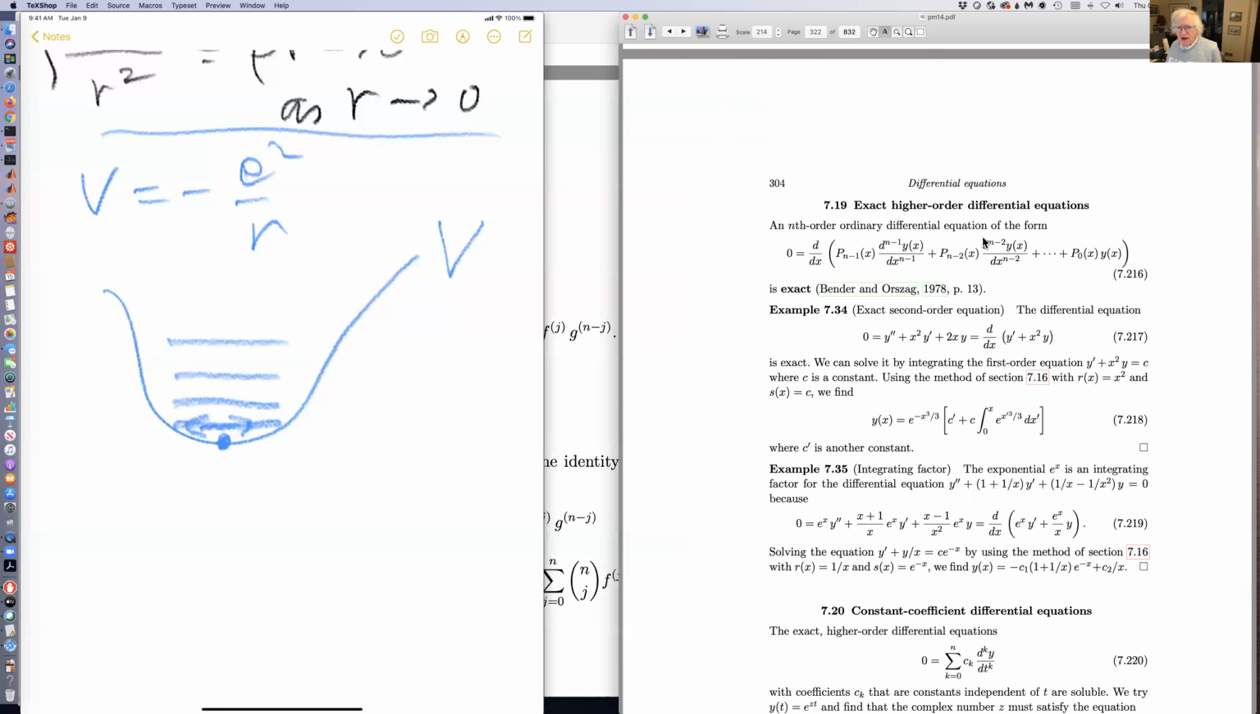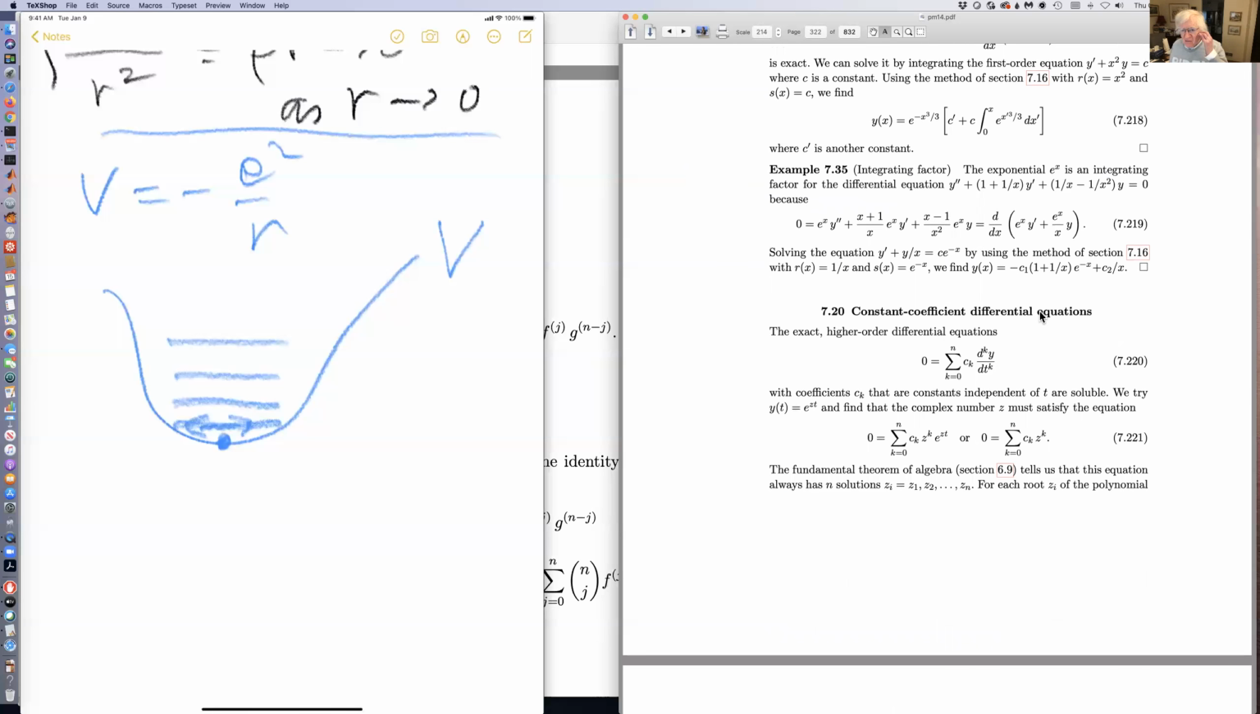Okay, exact higher order differentialization. Well, obviously, if you have an equation of this form, which is a total derivative, you can call it exact. And that's a standard definition, and that's an example of doing it. Another case that's soluble is a constant coefficient differential equation. Here's one like this. Now, of course, this is the sort of thing that one could do with Green's functions also.